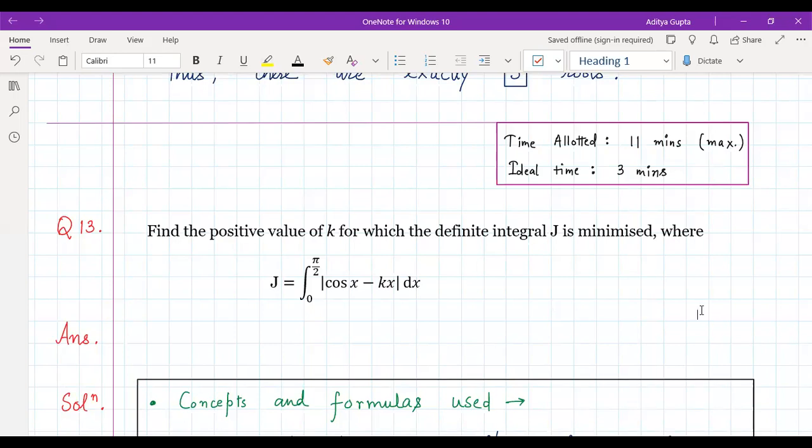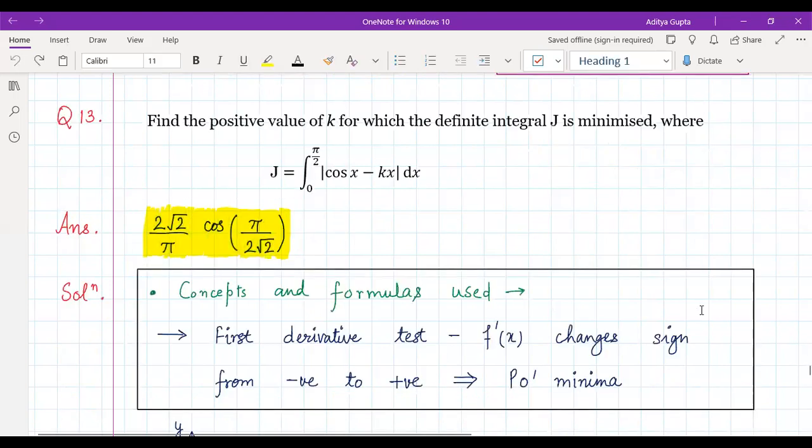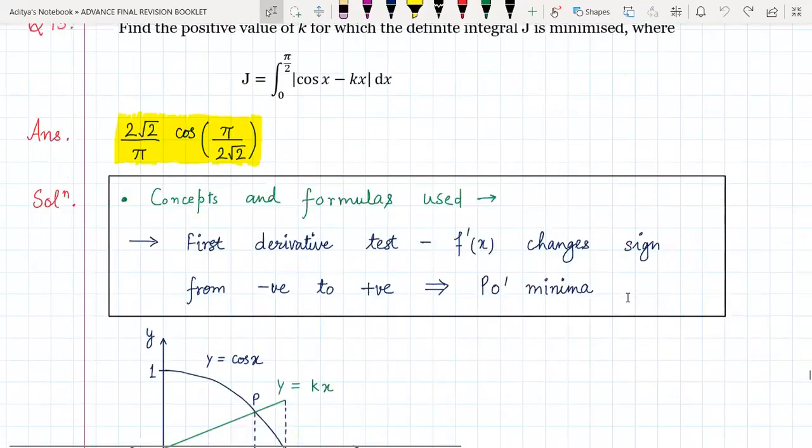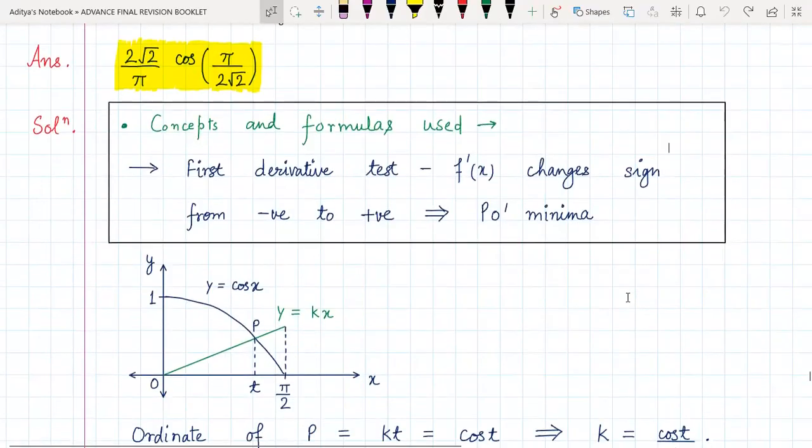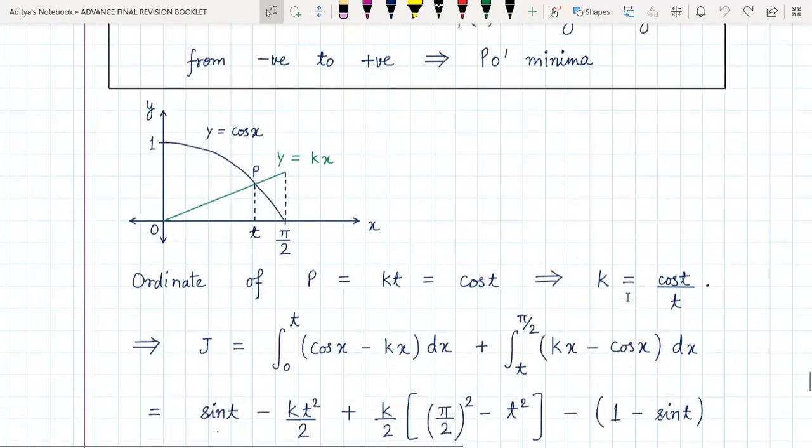Now the answer to this question would be 2 root 2 by pi into cos of pi by 2 root 2. And the concepts and formulas used are very basic. We should know the first derivative test, that is, when derivative f prime x changes sign from negative to positive, it implies a point of minima. Now let's see how to actually solve the question.